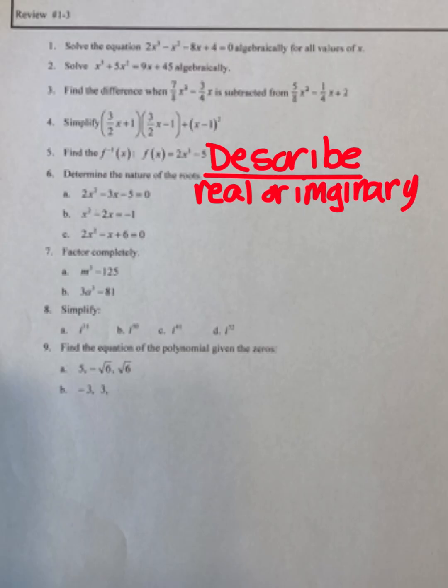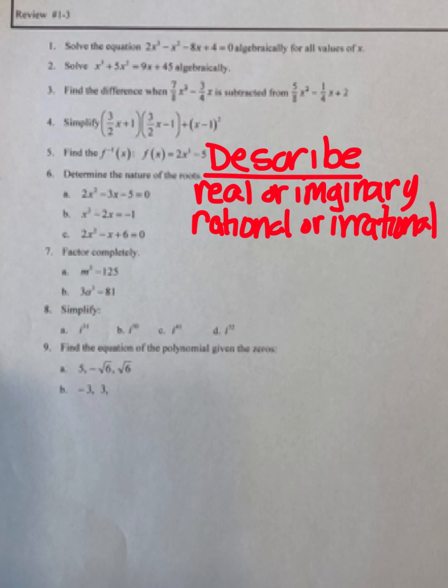Remember, the only time it's going to be imaginary is if you have a negative. All the other times it's going to be real. Rational or irrational. So if you get a perfect square, it's rational. If you don't get a perfect square, it's irrational.